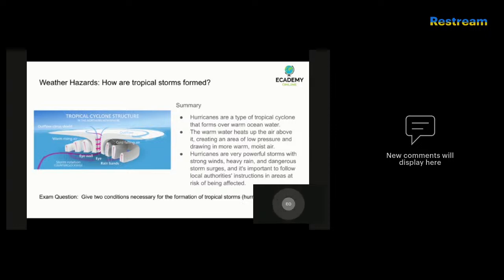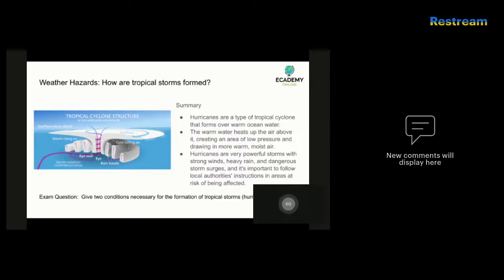The first thing that needs to happen for a hurricane to form is that there needs to be warm water in the ocean, and the warm water heats up the air above it, and this warm air then rises up into the atmosphere. As the warm air rises, it then cools down and condenses to create clouds. The second thing that needs to happen is that there needs to be a lot of moisture in the air, and this moisture comes from warm ocean water, which evaporates and rises up with the warm air.